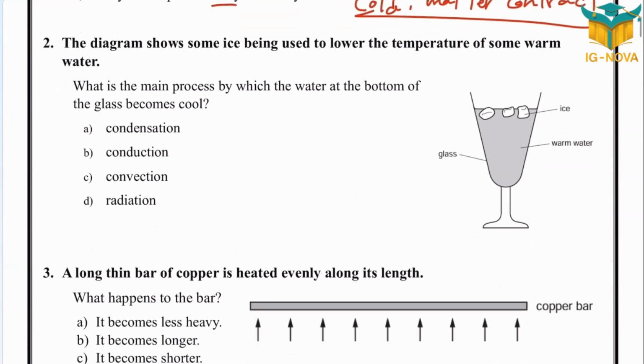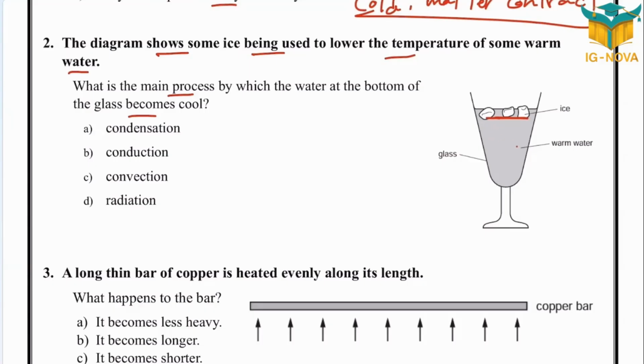Question 2. The diagram shows some ice being used to lower the temperature of some warm water. What is the main process by which the water at the bottom of the glass becomes cool? C. As this ice, it's cool.